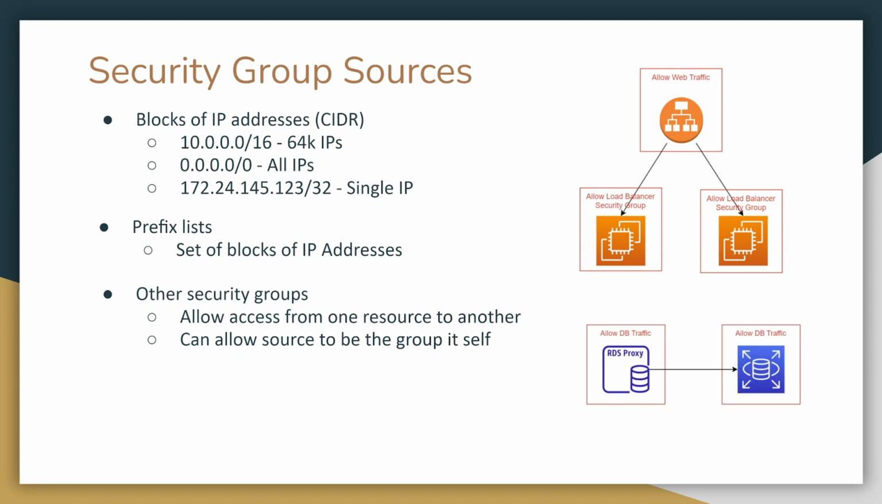In the next example, we have a security group that allows DB traffic, or database traffic, and this security group can be attached to the RDS proxy and also to the RDS itself, or the database proxy and the database itself. And if the security group allows traffic into itself, you can allow traffic from the RDS proxy into the database.